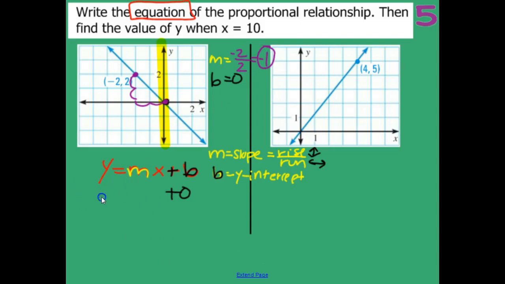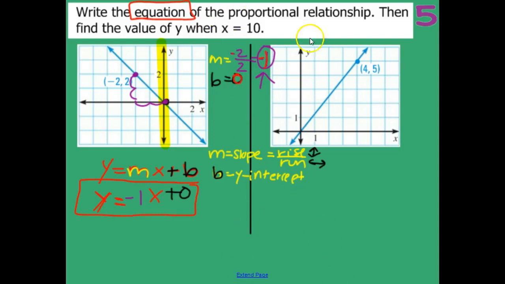So in our equation here, the y is just the letter y. Our slope, m, we just figured out, it's -1. And then x is just the letter x. So we have y equals mx plus b. There's our equation when we plugged in m, which is -1, and b, which is 0.